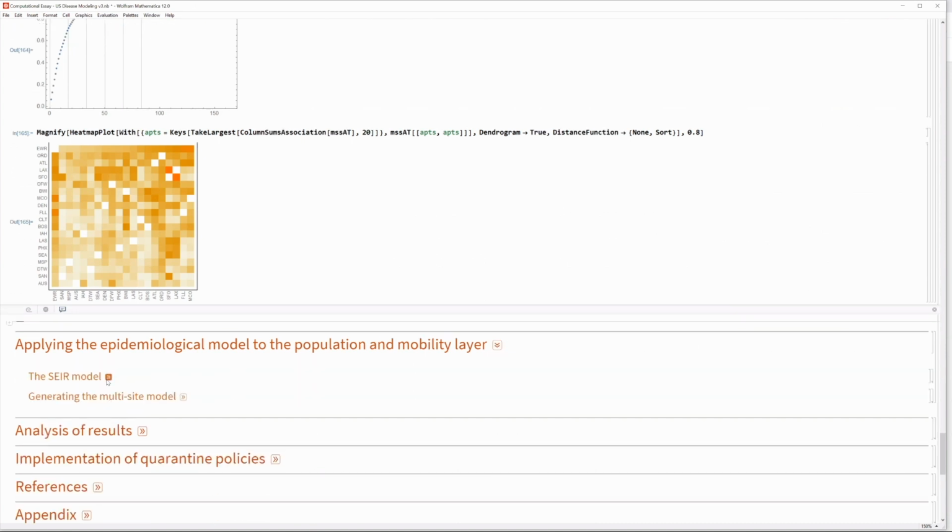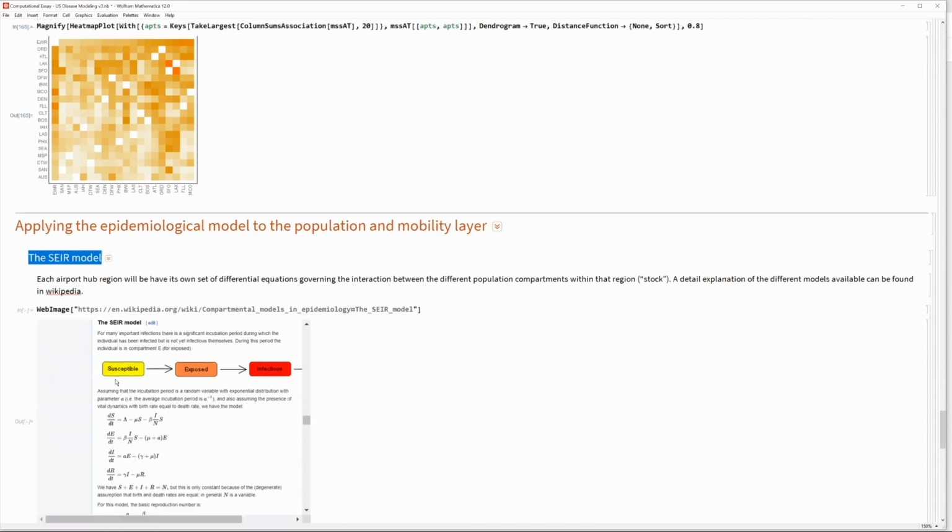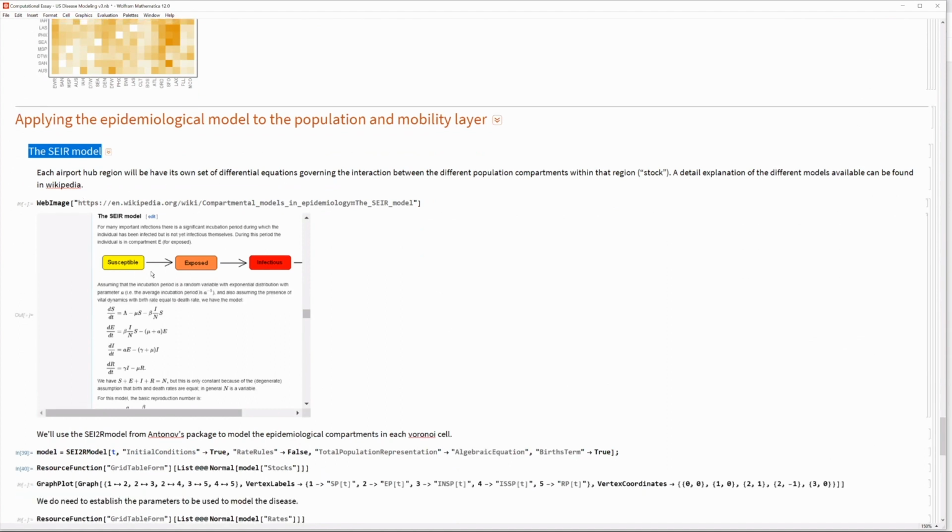So the first thing we're going to discuss is there are many epidemiological models available, and everybody's invited to go and see in Wikipedia what's available out there. We're focusing on the SEIR model. This is susceptible, exposed or latent, infected, and recovered.